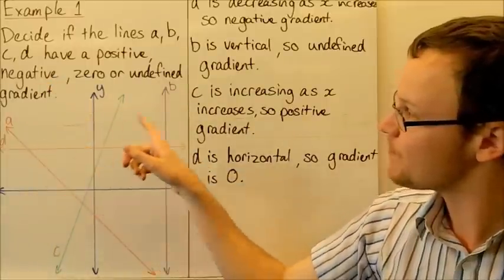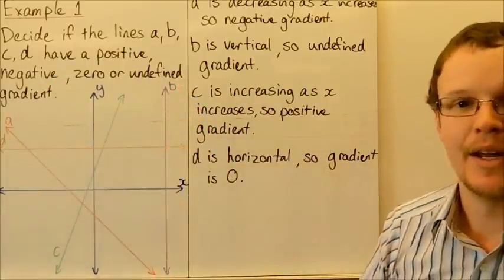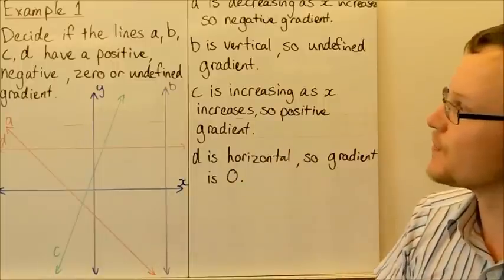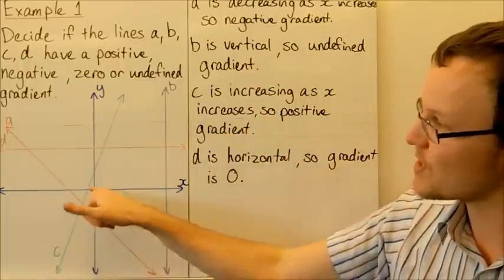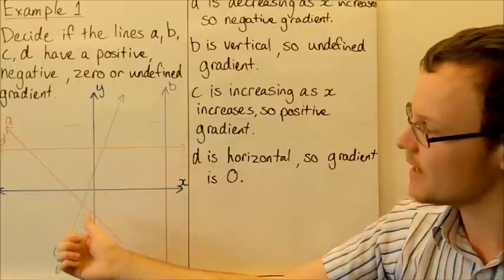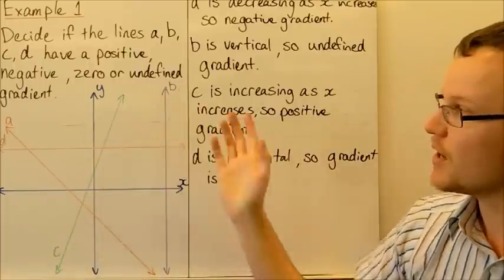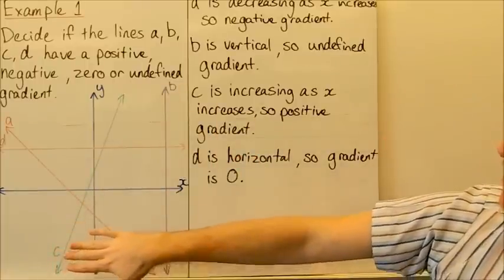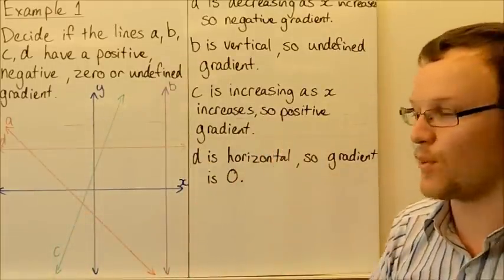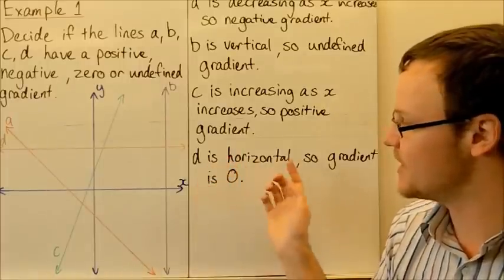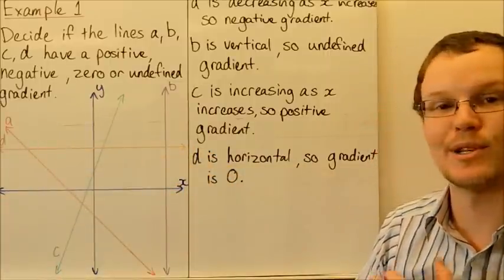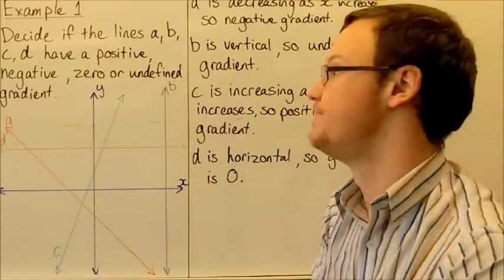Having a look at line B, line B here is a vertical line. A vertical line is going to have an undefined gradient. For C, the Y values of C are increasing as the X values increase. So because the rate of change of Y is positive, we're going to get a positive gradient there as well. Looking at D, D is a horizontal line, and because D is a horizontal line, the gradient is going to be 0.